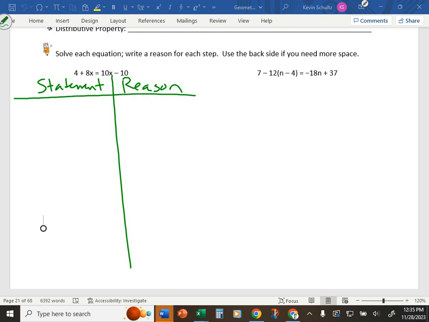Your first statement is always what you know. What we know is what we are told: 4 plus 8x equals 10x minus 10. That's what we know. And your reason for this is given. Every proof starts with a given statement. This is what we are told. From here, it's our job to solve for x, using these mathematical properties.